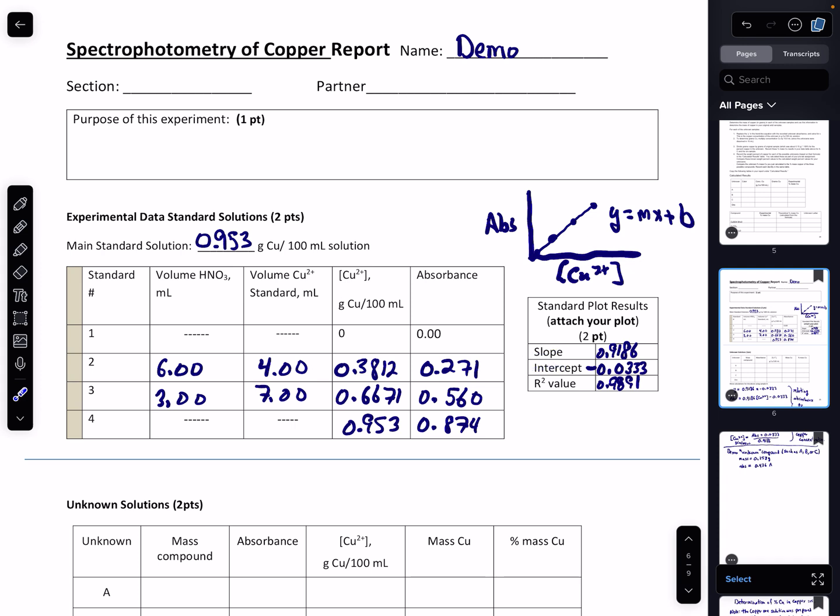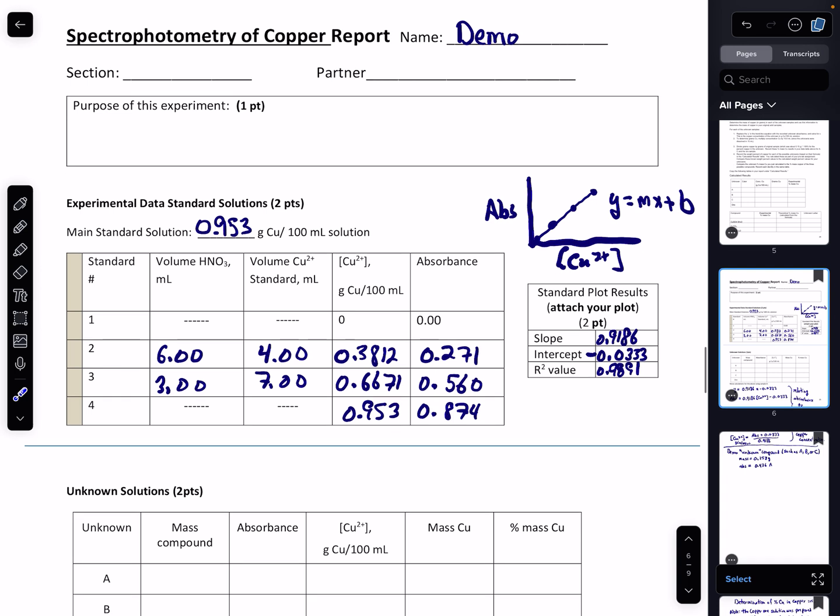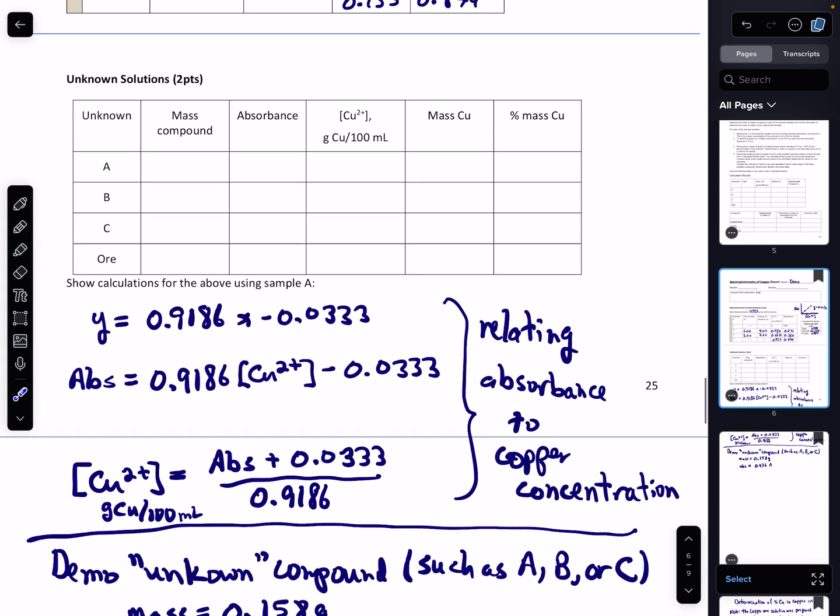The R-squared value is an indication of how well the points fit on the line, and closer to 1 is better, and 0.9891 is good for this kind of experiment. So it says the experiment was done pretty well. So then the purpose of this video is how to take that data and also the data for the unknown compounds, and from that determine the percent copper in those compounds.